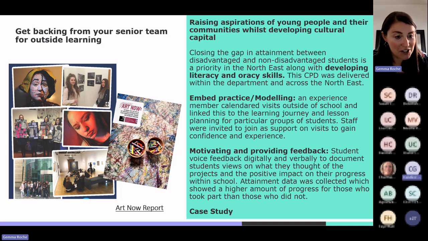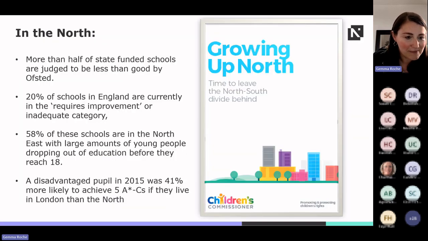So I've got a case study on the screen there, which was really successful, and which is written about in this report. It was about developing literacy and oracy skills, which is obviously a huge focus for everybody in education. It also led to me delivering training for staff on being confident with taking young people outside of school or college.